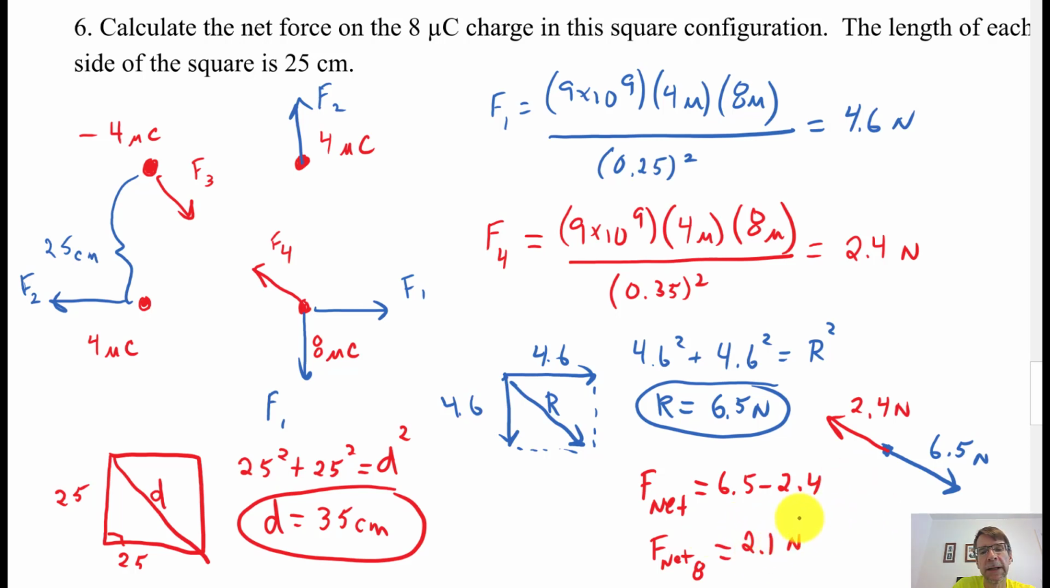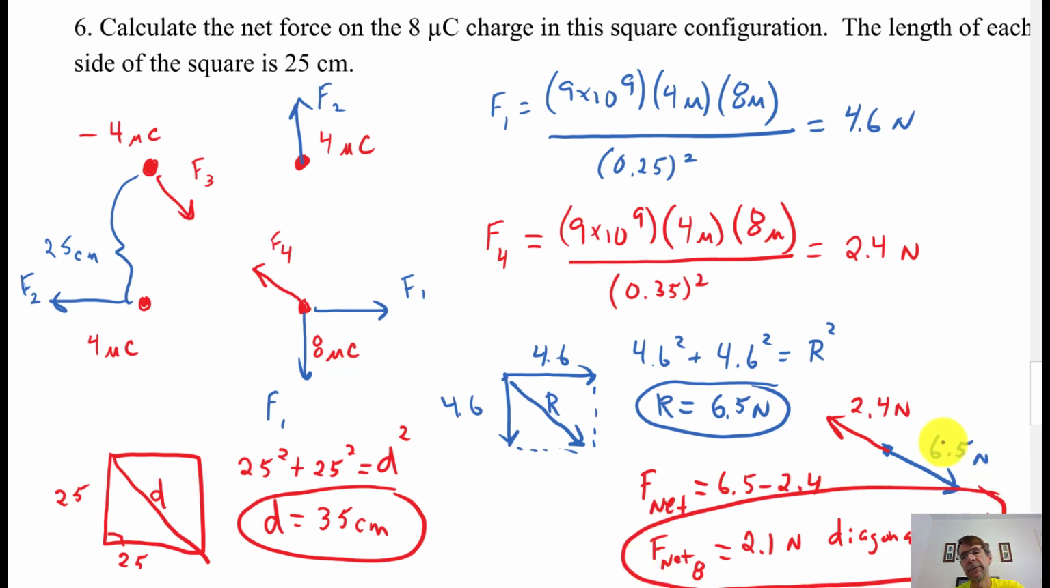Diagonally outward. All right, so along the diagonal to give a little bit of a direction, because the 6.5 is bigger, so it's out. The net force is outward for that particular charge. The net force on the other ones is going to be different.